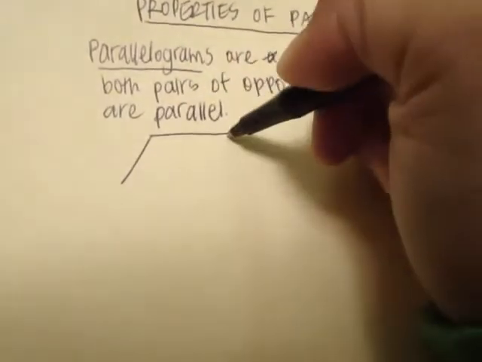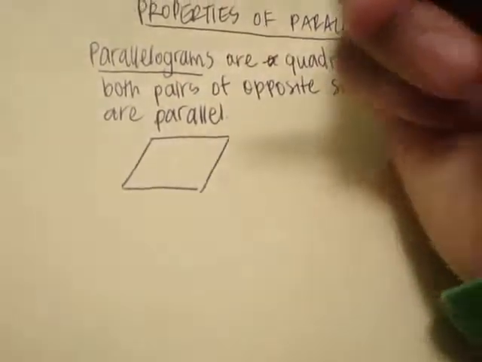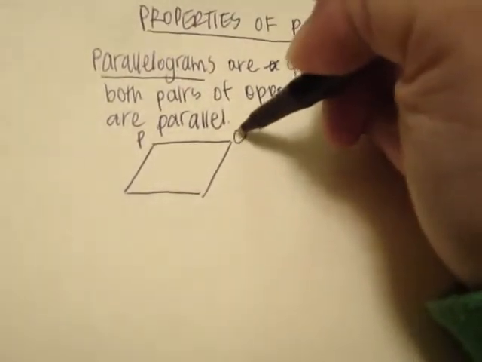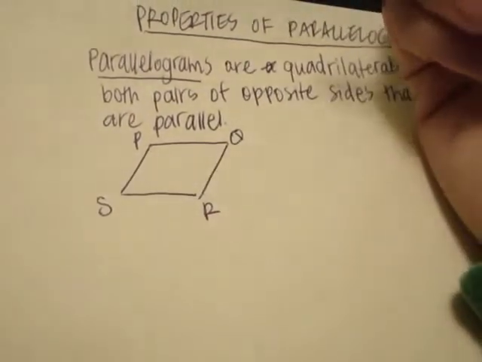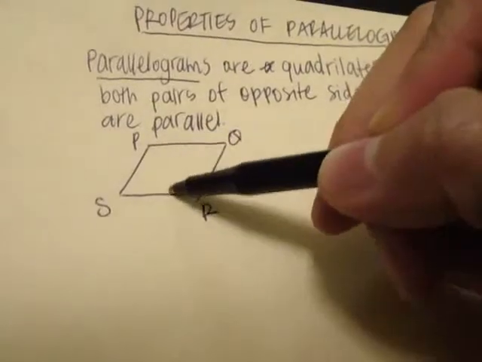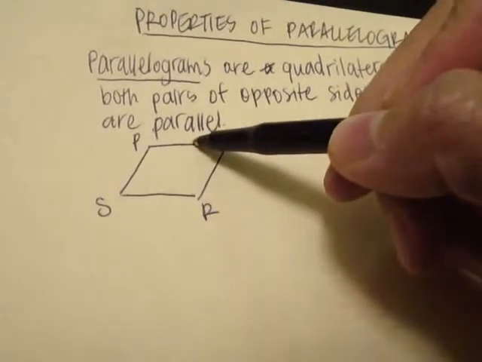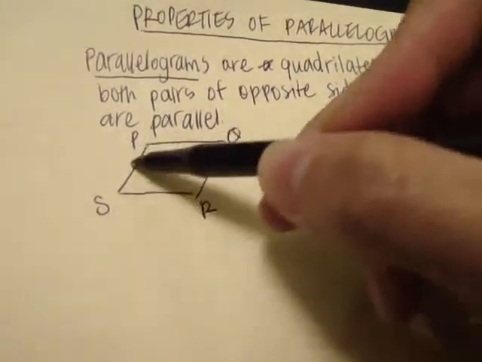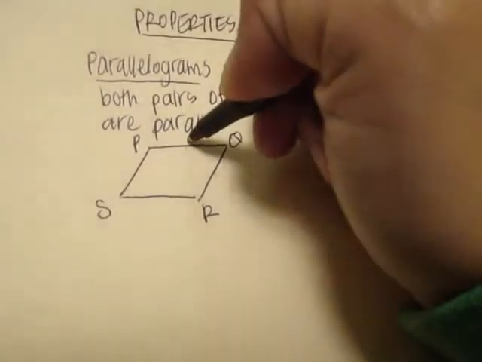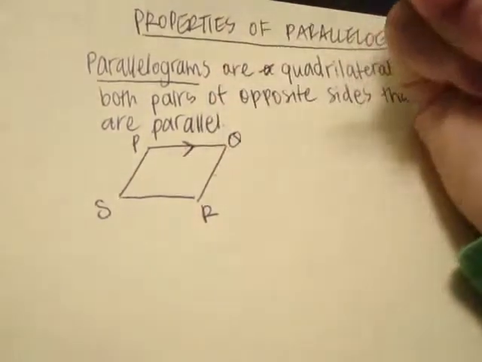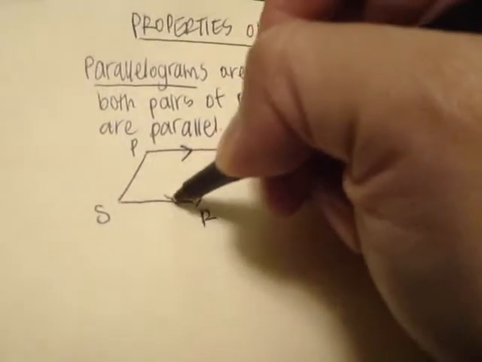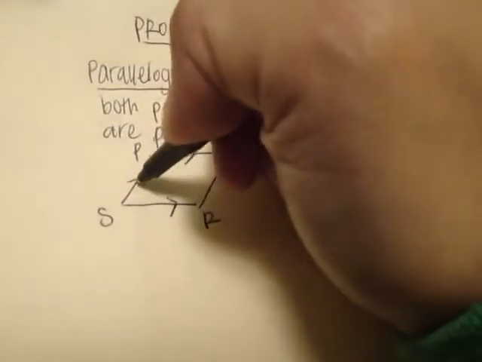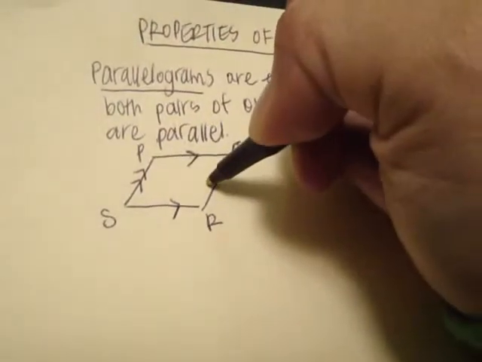So let me draw you an example. Say you have parallelogram PQRS. To be a parallelogram, these two sides which are opposite of each other must be parallel, and these two sides which are opposite each other must be parallel. To show that, we do these little arrow marks, and these arrow marks indicate that they're parallel to each other. So PQ is parallel to SR, PS with the double arrow is parallel to QR.